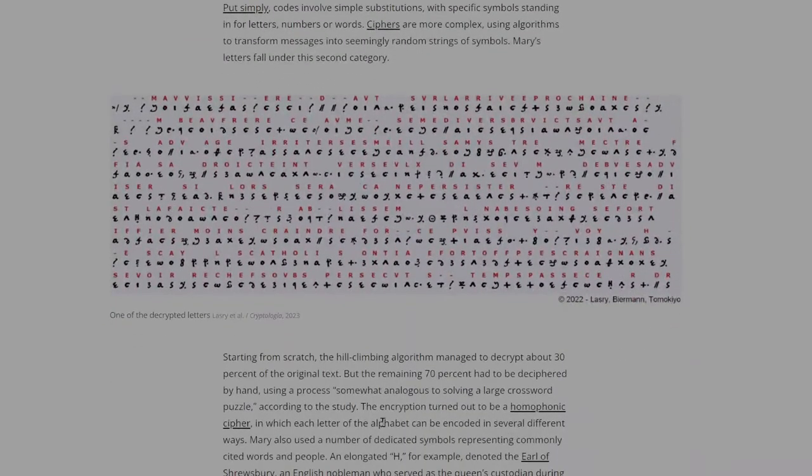You can see, these look a lot like the type of stuff that you find in the Cicada puzzles, right?